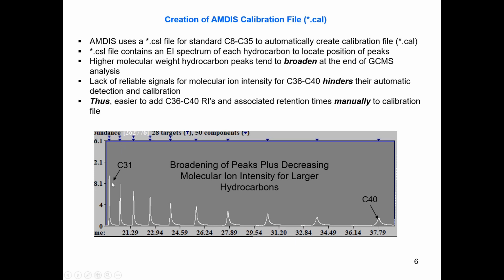You can see below how narrow the peaks are in the earlier part of the chromatogram, but as it goes to higher and higher temperature, the peaks tend to broaden, making it much more difficult to do it automatically by the program.